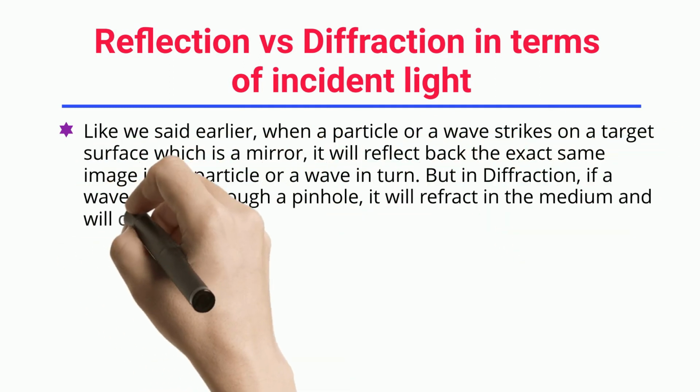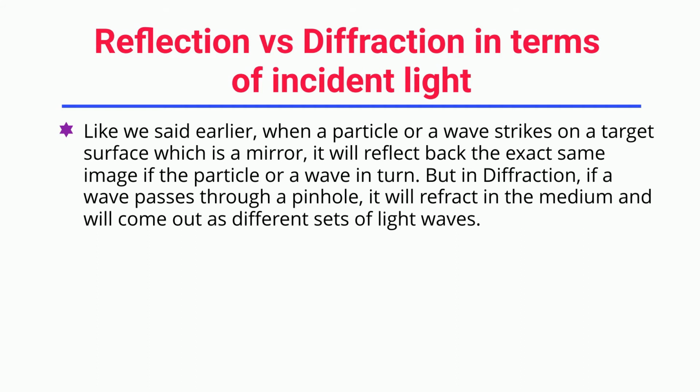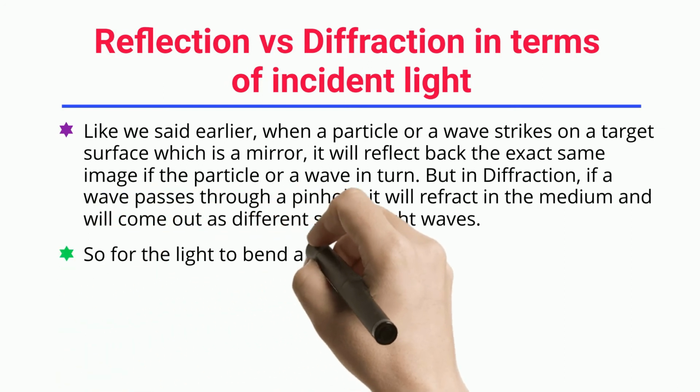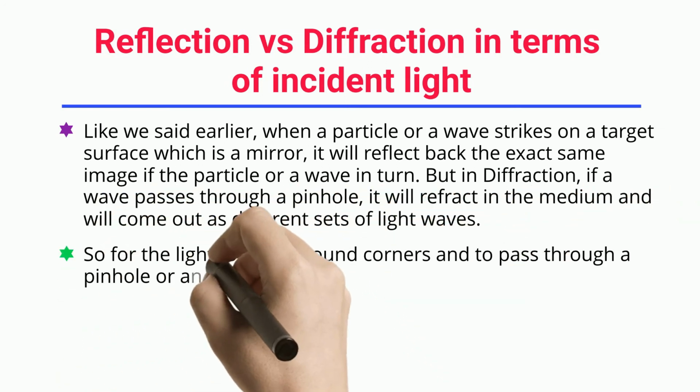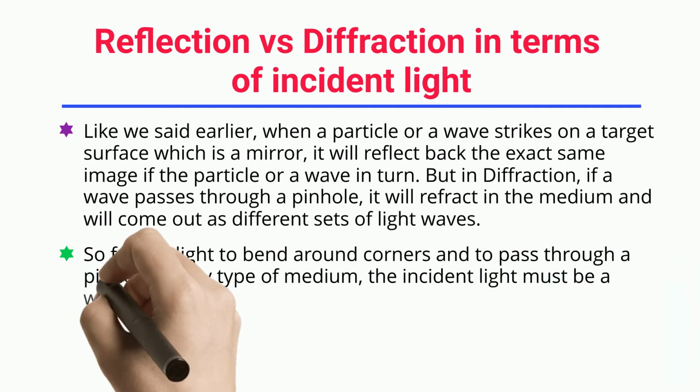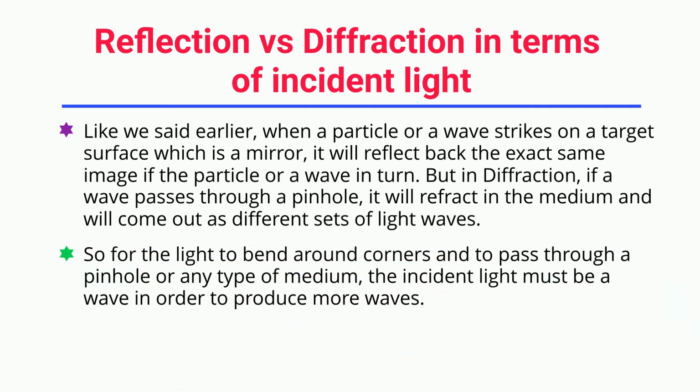But in diffraction, if a wave passes through a pinhole, it will refract in the medium, and will come out as different sets of light waves. So for the light to bend around corners, and to pass through a pinhole, or any type of medium, the incident light must be a wave in order to produce more waves.